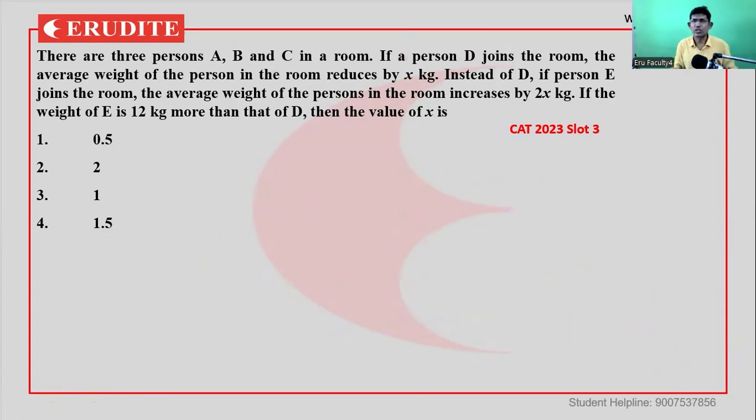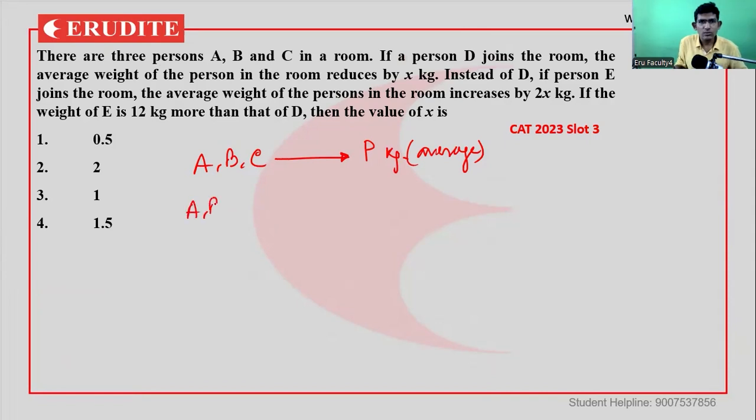It's a very similar question to what I discussed in the last question. So we apply the same logic here, the same logical approach. So first I know that A, B, C, right? So let's assume that the average is P kg. Okay, the average is P kg.